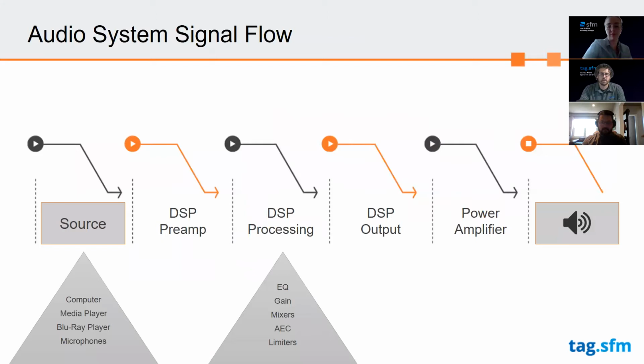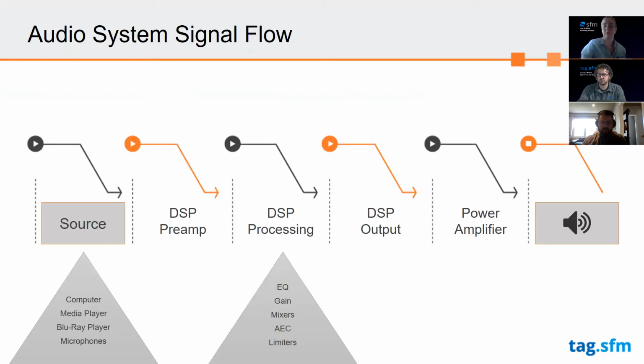And here's the basic signal flow of an audio system. We have a source, different types of sources, and it enters your DSP at the preamp. The preamp is where we adjust it, and it helps us increase signals coming in that are below the desired nominal input so we have a nice signal. Once inside the DSP, we run it through processing like EQ, gain, mixers, possibly some AEC, and so on and so forth.